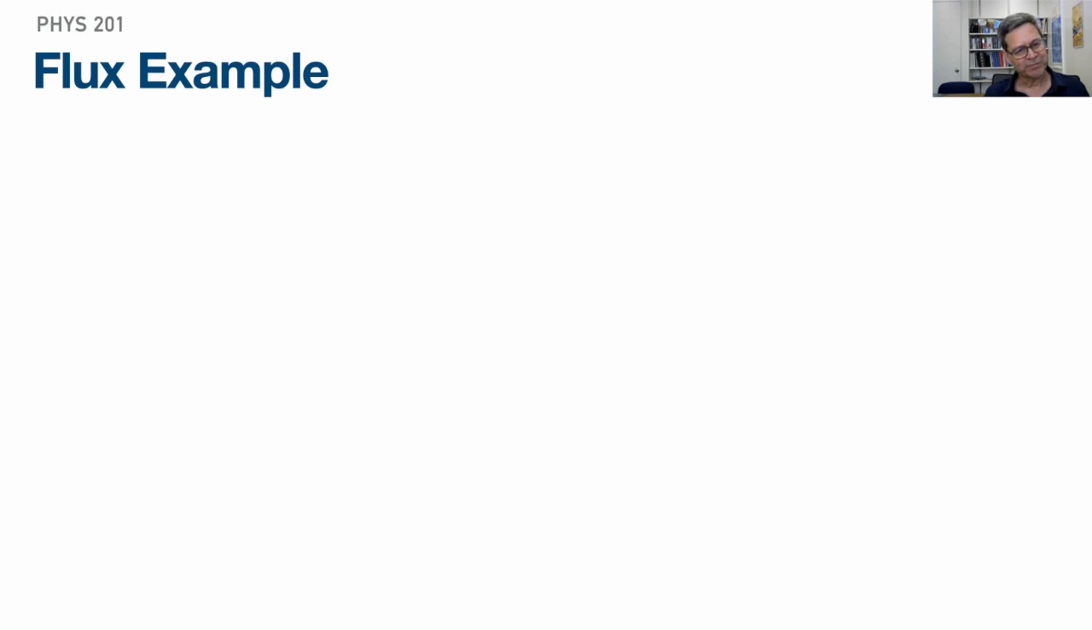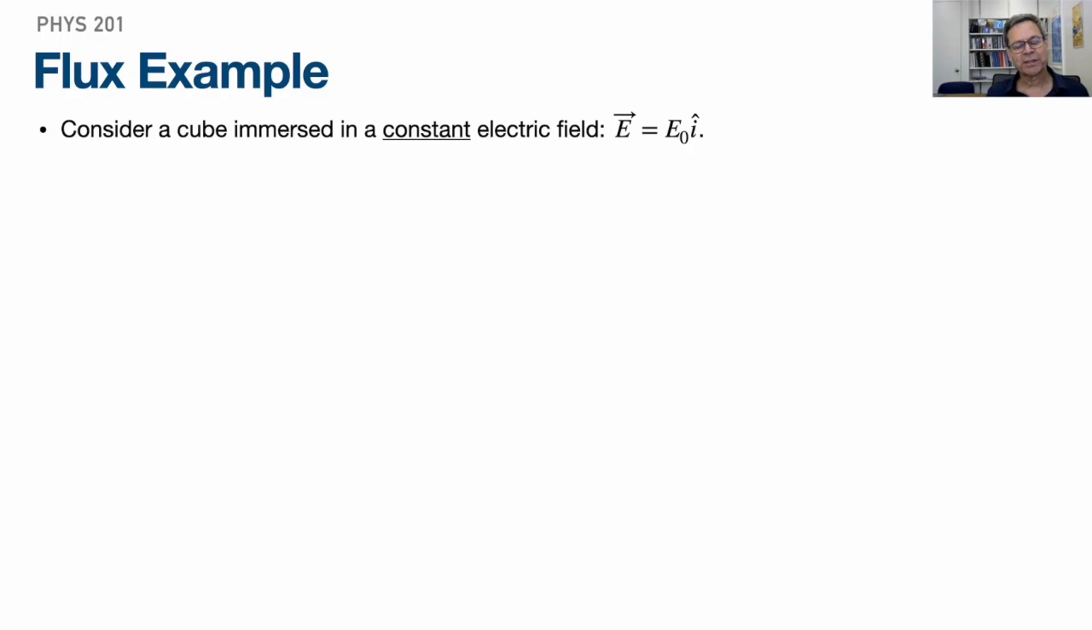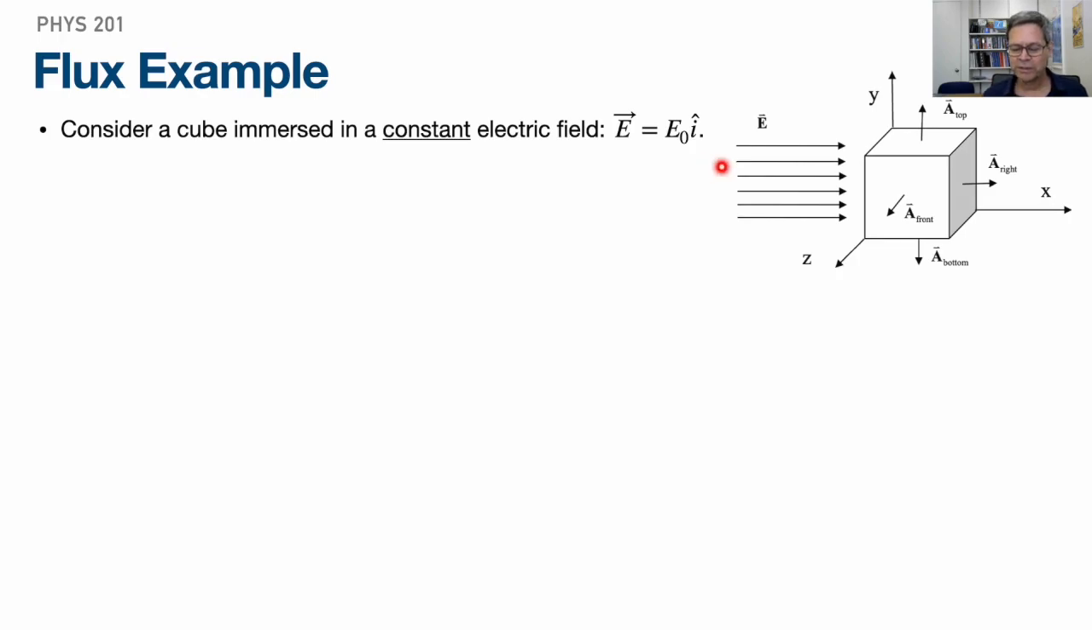For example, let's start with this most simplest of cases. Let's consider that our shape is a cube immersed in a constant electric field. And so my electric field is just some constant E naught pointing in the I hat direction, which means in the X direction. So here's my cube. I've got electric field pointing to it. And my cube is shown here, which has 6 faces, as you might know, for a cube. And I've drawn some axes here, X to the right, Y vertical, and Z pointing out of the screen.